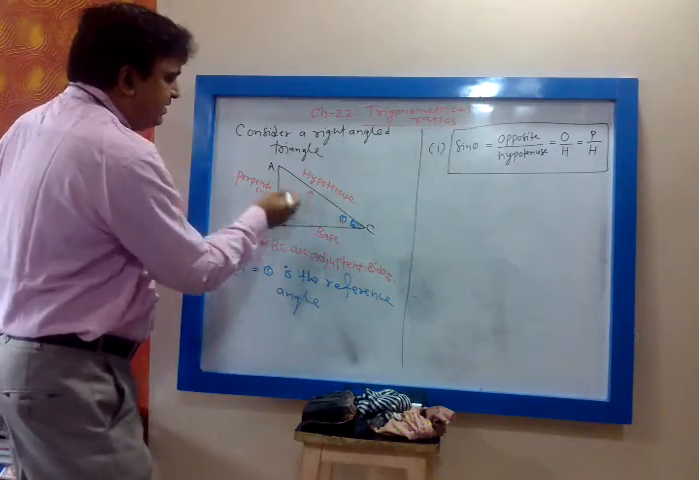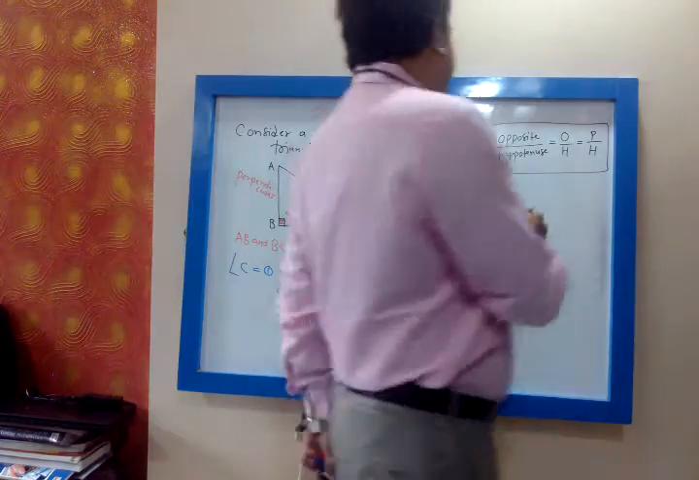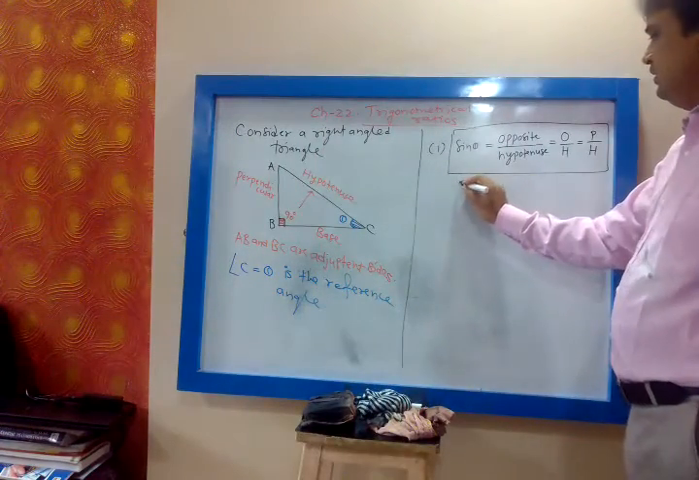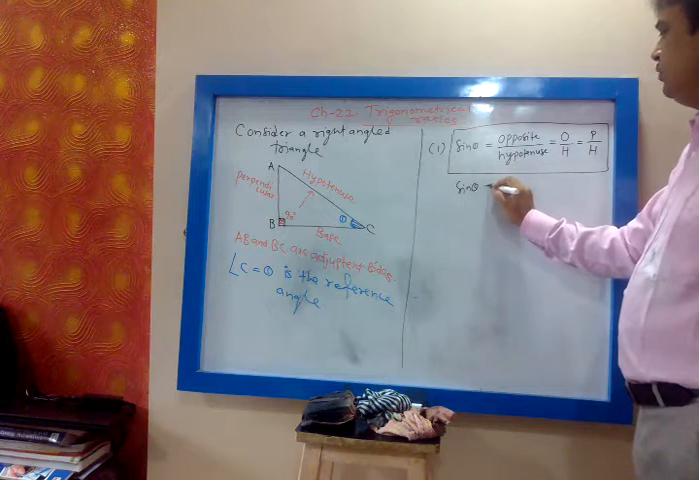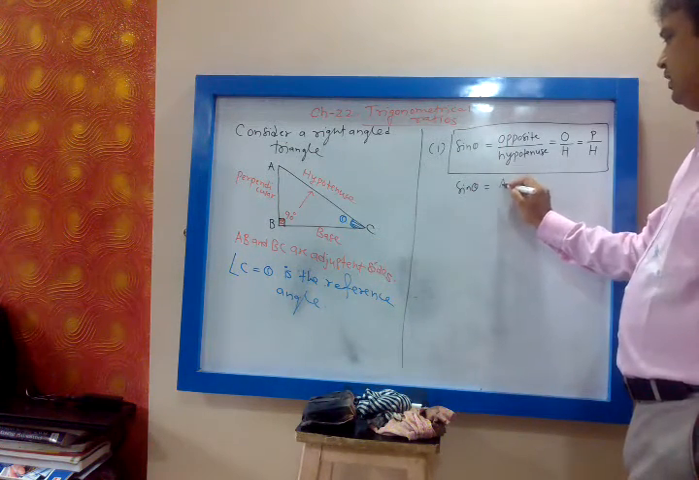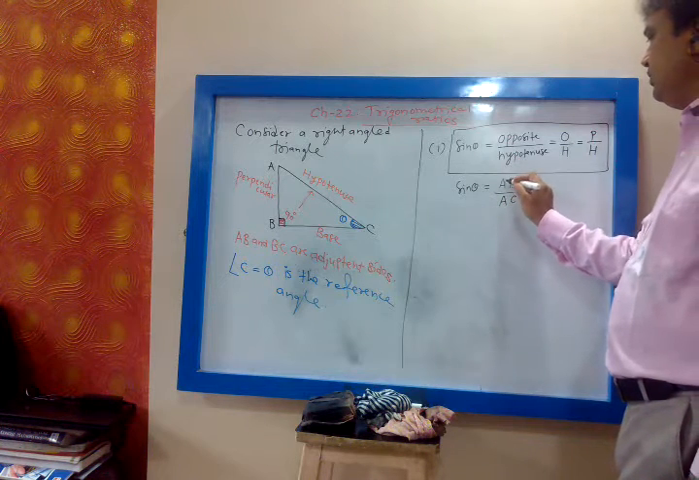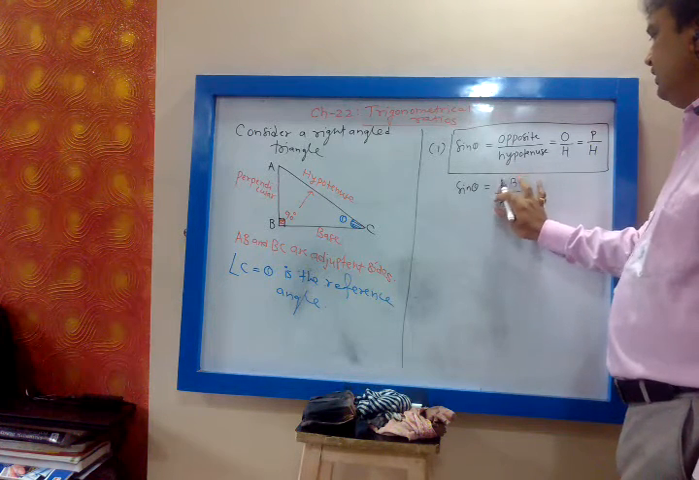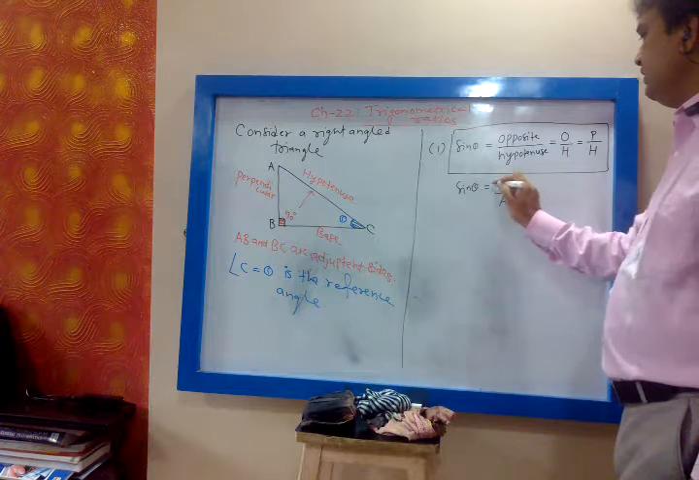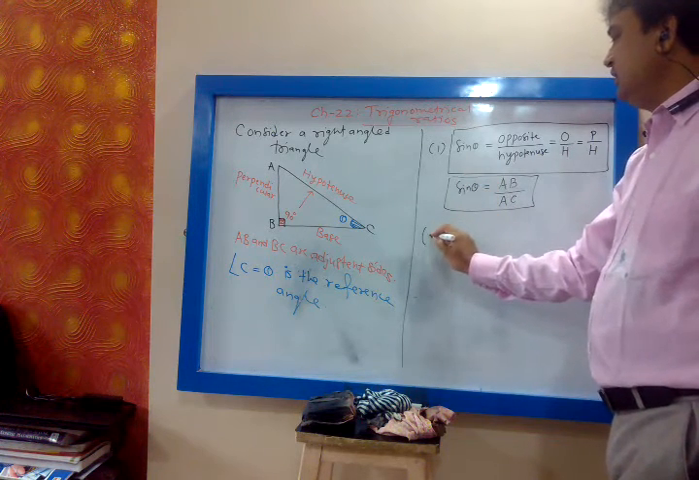The side opposite to angle theta is AB. So sine theta is opposite, AB, upon hypotenuse, AC. Sine theta is AB upon AC.